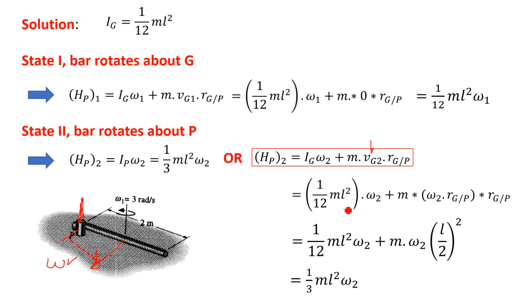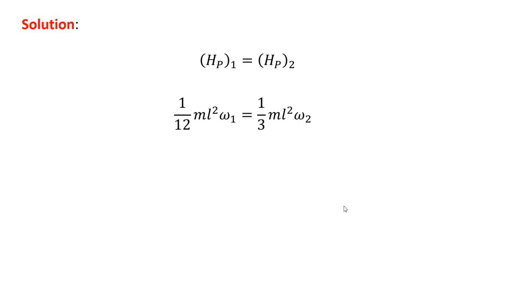Anyway, now just say that HP1 is equal to HP2. So we have 1 over 12 on one side and 1 over 3 on the other side. We can simplify that because 1 over 12 is a quarter of 1 over 3. The m L squared will be cancelled from both sides. The omega 1 is known, and omega 2 can be solved. So those are the steps we're going to take.